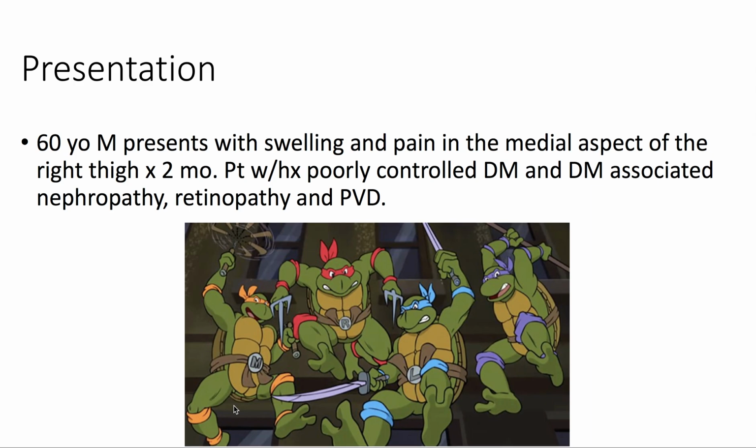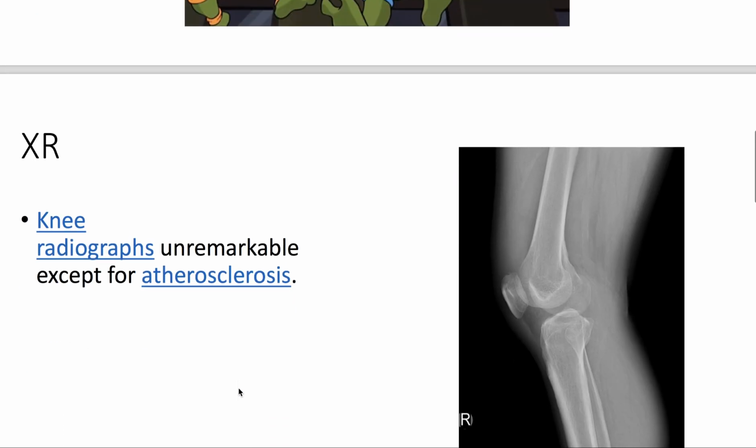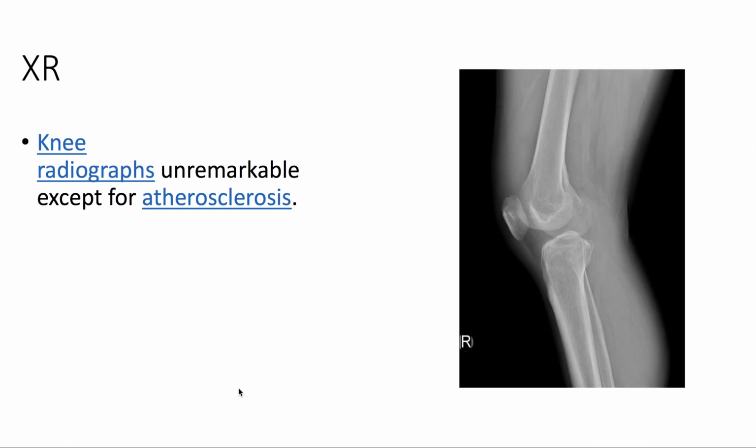Presentation: we have a 60-year-old male presenting with swelling and pain in the medial aspect of the right thigh for 2 months. The patient has a history of poorly controlled diabetes and diabetes-associated nephropathy, retinopathy, and peripheral vascular disease. On X-ray, we see that it's unremarkable, with the exception of the patient's atherosclerosis, which is noted here.